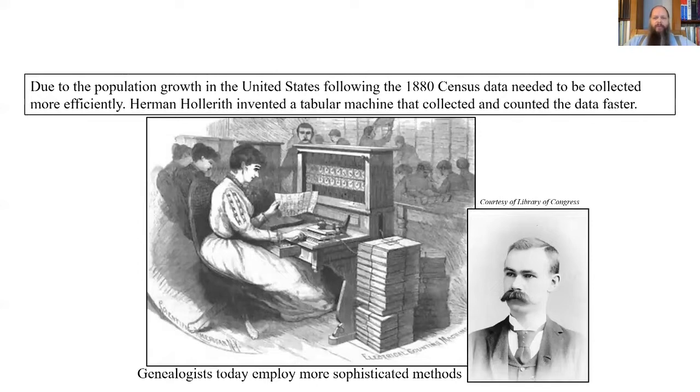I'm going to end as I began with an image that I think is appropriate for ending our time together with these two sessions on the United States Census. Due to the population growth in the census over the time of the end of the Reconstruction era and the beginning of the Gilded Age, it became necessary to collect data, especially during the 1880 census, in a more efficient and effective means. A man by the name of Herman Hollerith invented a tabular machine that was used to collect and to count the data faster.